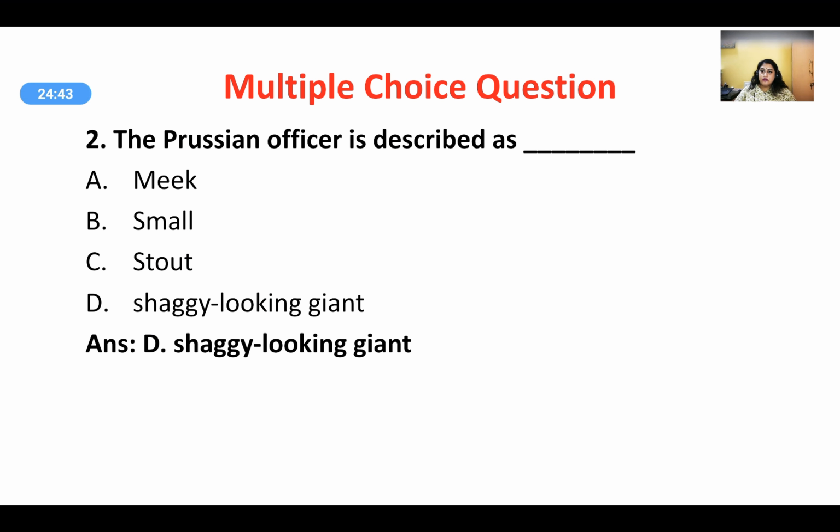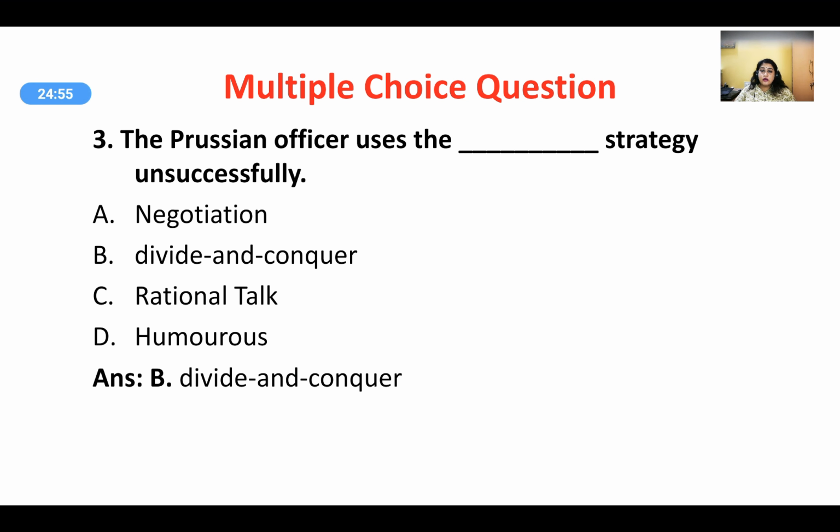The Prussian officer is described as meek, small, stout, or a shaggy looking giant. And the answer is option D, shaggy looking giant. The Prussian officer uses a strategy unsuccessfully. And what was his strategy with the two friends? Negotiation, divide and conquer, rational talk, or humorous. And the answer is option B, divide and conquer.